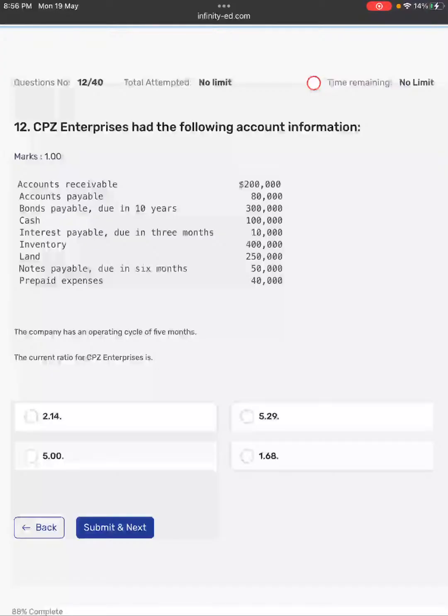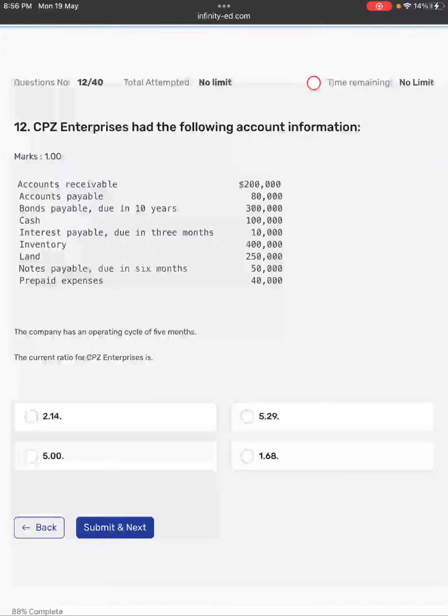Prepaid expense 40,000, inventory 4 lakh, plus cash 1 lakh plus 2 lakh, receivable. Total 7,40,000 current asset. Okay, 7,40,000 current asset. Liability, how much?